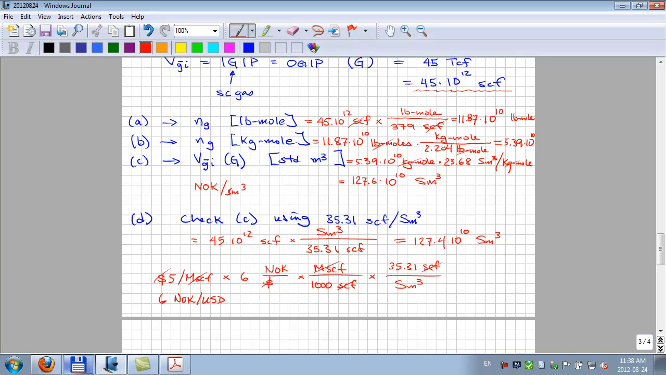Units conversion is basically just getting rid of things consistently. Because when I do this, that's the same as multiplying by what? By 1. That's the same as multiplying by 1. So we end up with NOK per standard cubic meter of what?